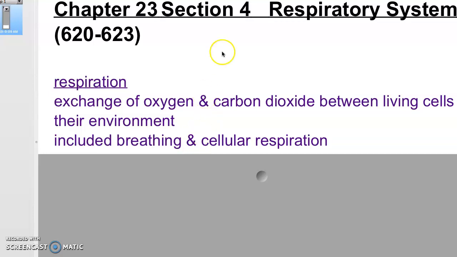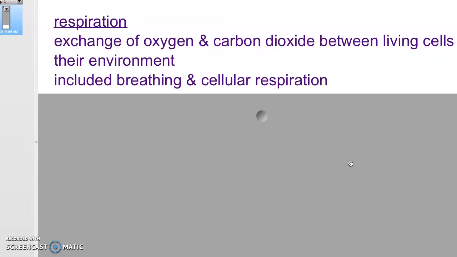So respiration, by definition, is when you exchange oxygen and carbon dioxide between living cells and their environment. When we talk about respiration, it is breathing, yes, breathing in and out using your lungs, but also that process of cellular respiration that we studied when we looked at plants this year. Humans, other organisms, even plants go through cellular respiration. But we're going to concentrate a little bit more on the breathing side of that when we're studying the lungs here.